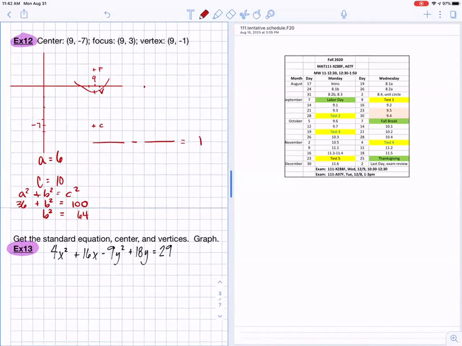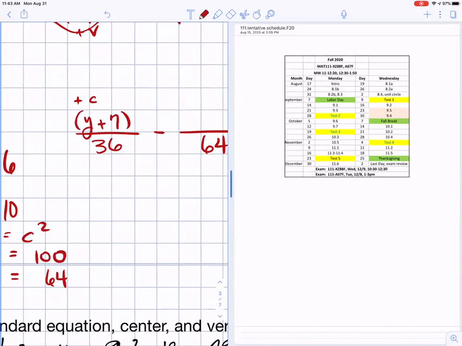A squared has to go underneath the first guy. So that's going to be what? 36. B squared has to go under the second guy. For hyperbolas, who goes up on top, X's or Y's? How come? Because it's opening up and down, so it's my Y fraction that has to be the positive fraction.